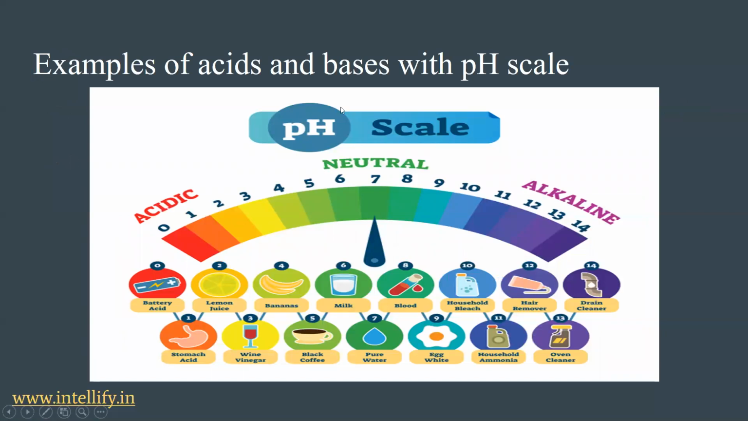Some more examples of acids and bases with the pH scale are mentioned here. That is, battery acid, lemon juice, and bananas have a pH of 4. You have black coffee. Pure water, as I already said, is 7. Household bleach, household ammonia, and drain cleaner all come under alkaline solutions.